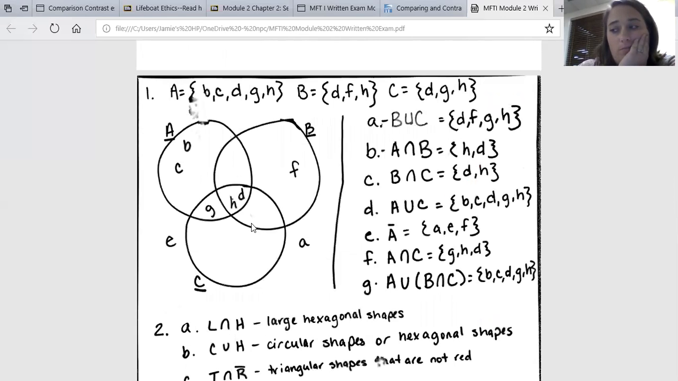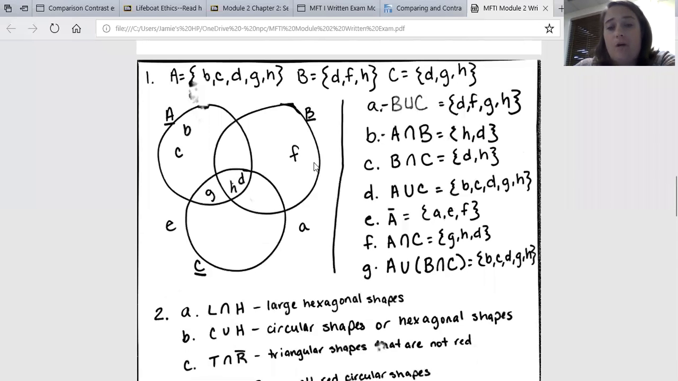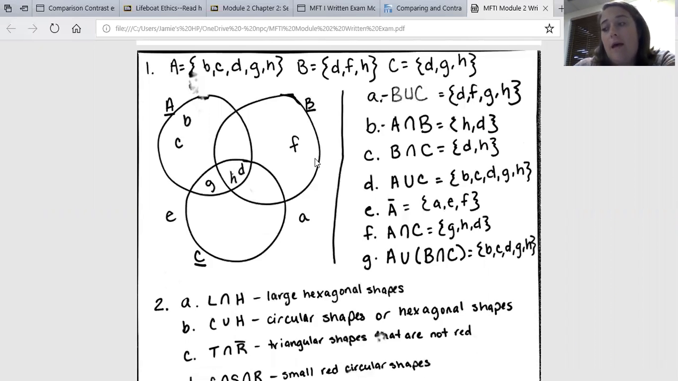So B union with C from this diagram, we get everything that is in B and C, which is D, F, G, and H. Then question B is A intersection with B. So everything that they have in common, not all together, but in common, and that's just H and D. And then question C is B intersection with C. Again, that's what they have in common, and that is D and H.